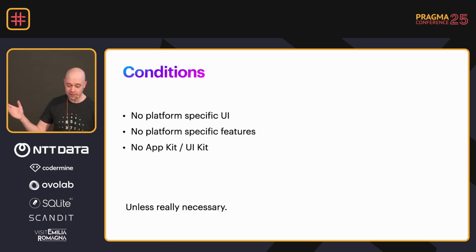I set some conditions for myself. I didn't want to have platform-specific UI, so the UI should be the same across all platforms. No platform-specific features, so everything should be as platform-agnostic as possible, and no AppKit or UIKit unless this was really necessary. I will show you later some cases where I couldn't meet those conditions. The reason behind this is still the same. I'm lazy. I don't want to maintain multiple versions of the same code. They have different features. I just want to have only one source code for everything.